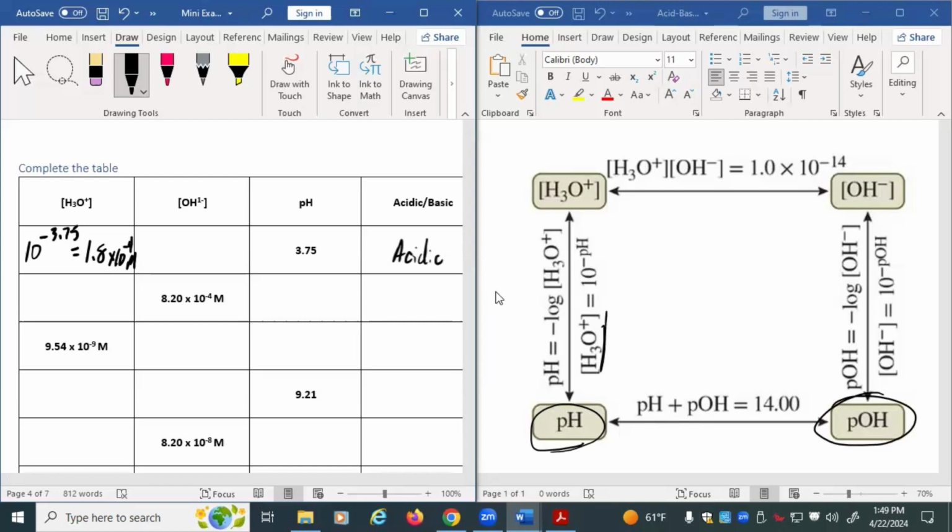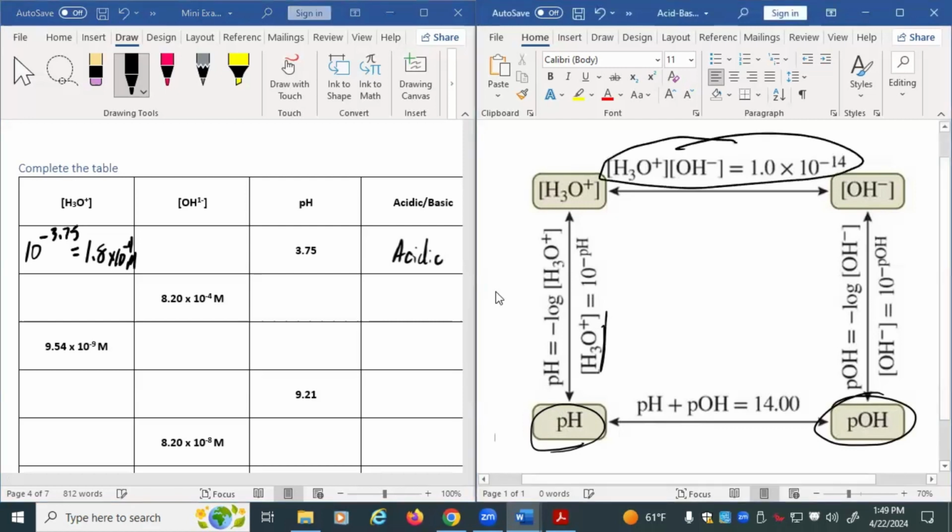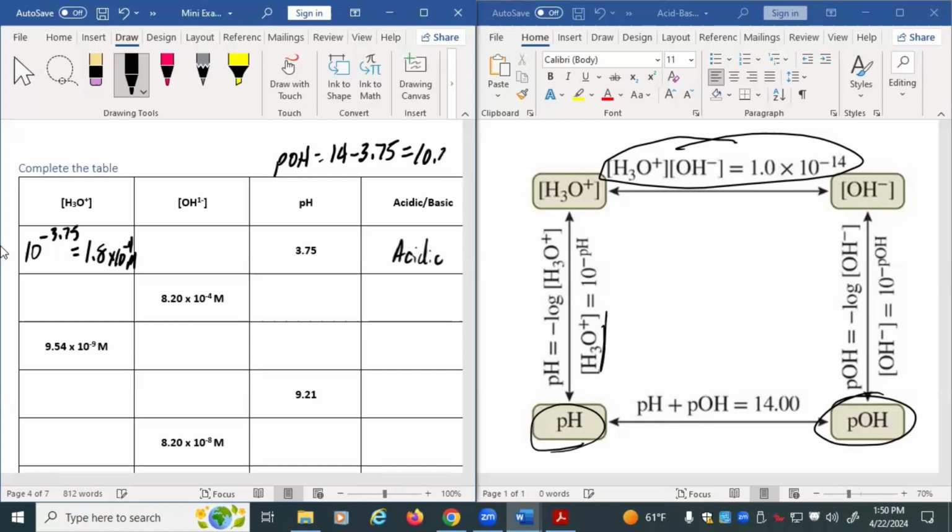For hydroxide, I could either use this equation right here, or I could find the pOH and then do the exact calculation that I just did. If I wanted to find the pOH, 14 minus 3.75 would give me 10.25. 10 to the negative 10.25 would give me hydroxide, which would be 5.6 times 10 to the negative 11.